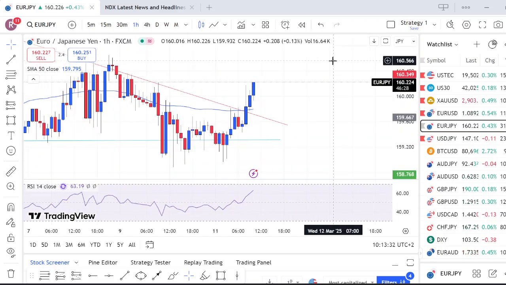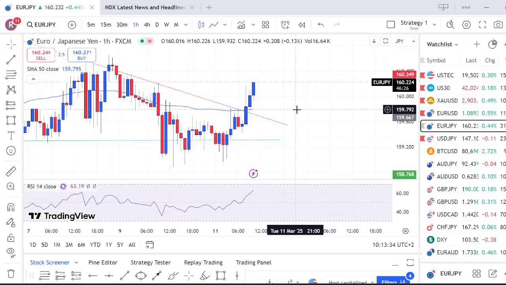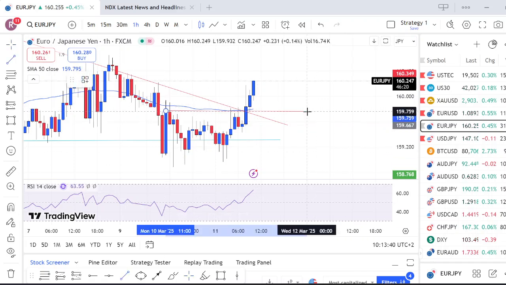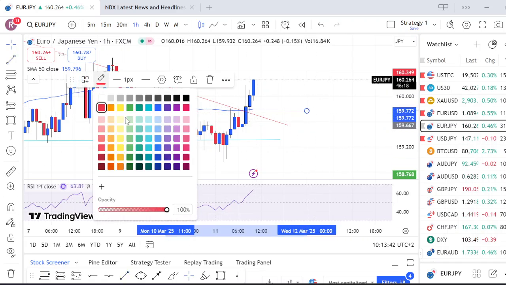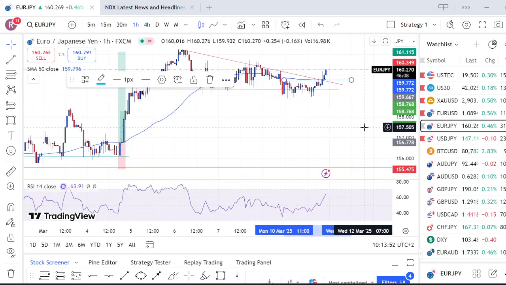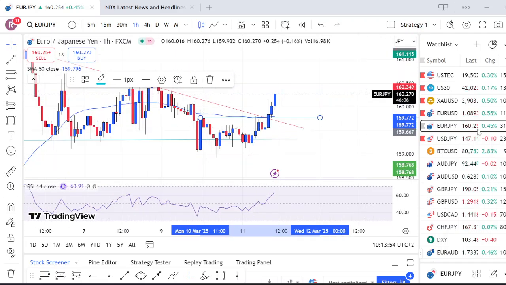Is that enough confirmation for me? No. I would like to see a break and retest, and that would be upon this zone here. And that zone is 159.77. So price has broken above there, come back down, retest, and then push higher. I would be looking for long opportunities there.